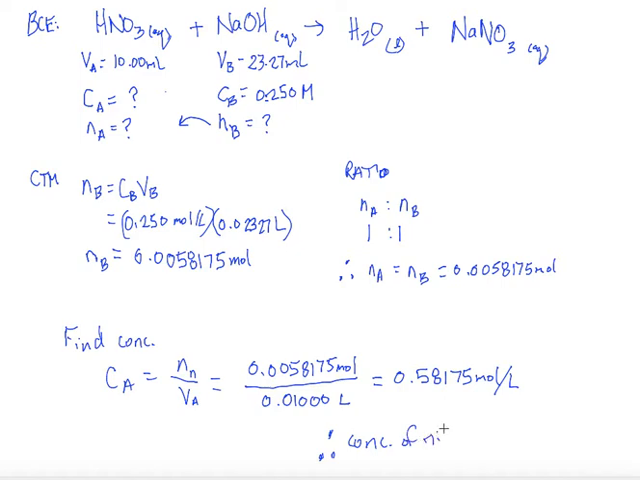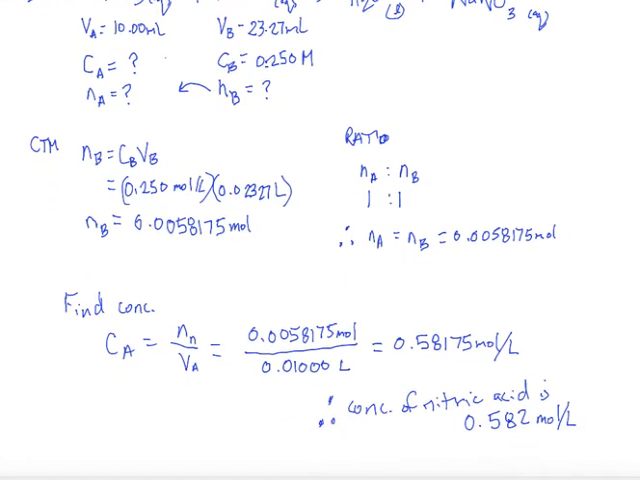So our concentration of nitric acid is 0.582 moles per liter. All right, so that's got the correct number of significant digits. I've got my units. There's my final answer. All right, so this is how we can solve this problem. It's just like any other stoichiometry problem that we've done. Let's try another one.